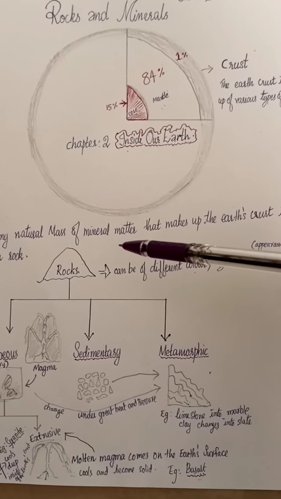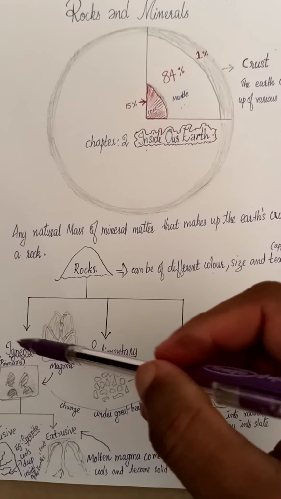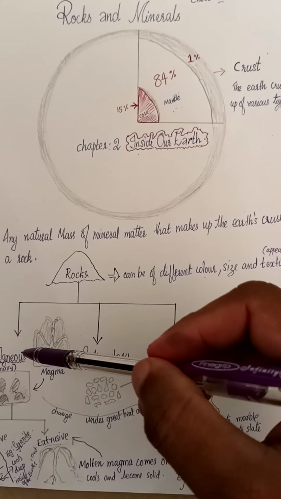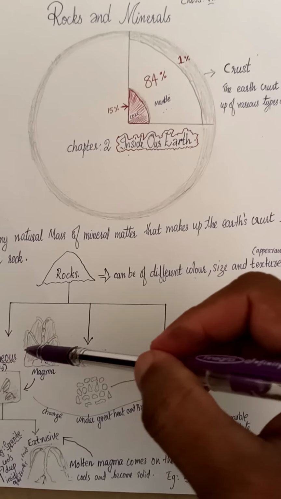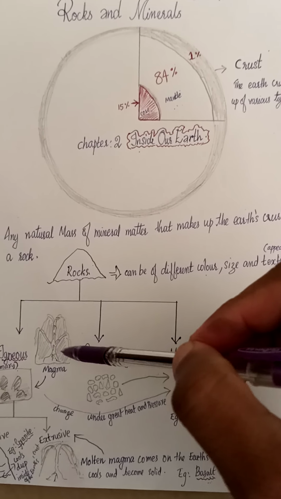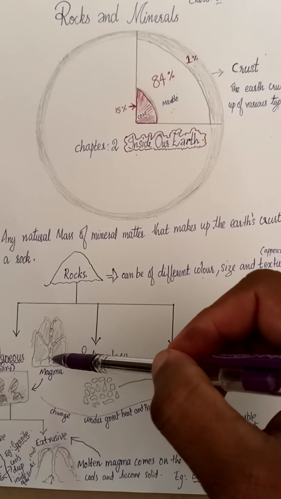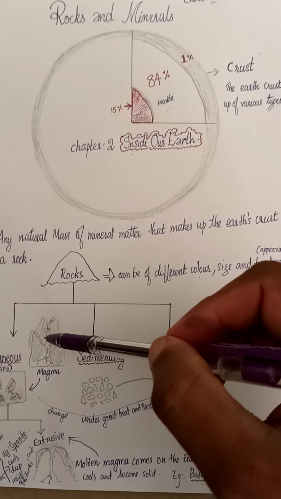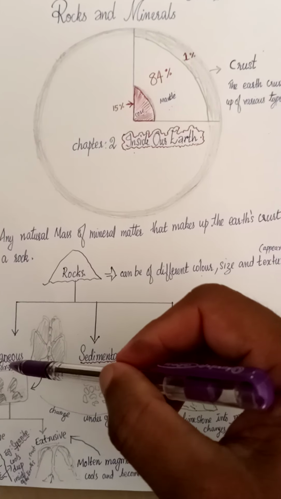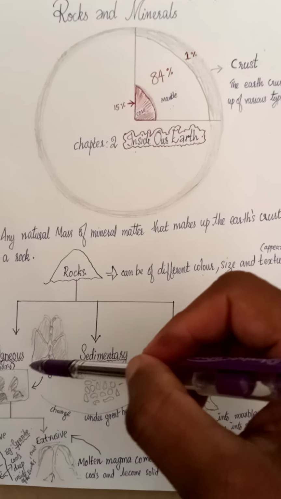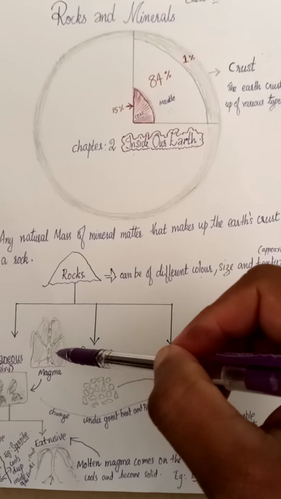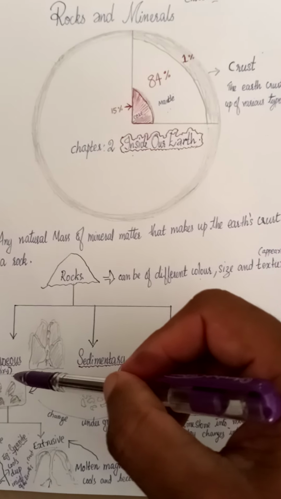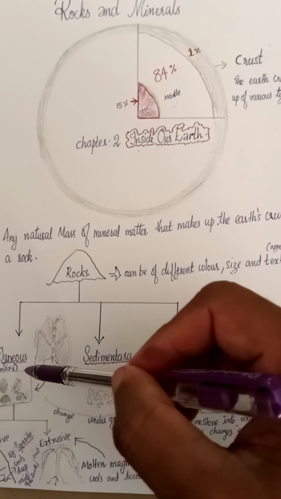These rocks can be divided into three types. The first one is igneous rocks. How are these igneous rocks formed? The molten magma cools down and forms these igneous rocks. Igneous means fire. Here the molten magma cools down and forms igneous rocks.